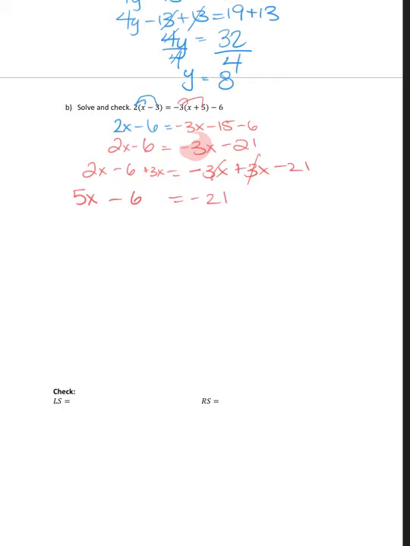And now this is looking like any other equation that we've seen. So I'm going to start. I want my letters to stay on this side, and I'm going to move my numbers to the right-hand side of the equation. So to get rid of negative 6, I have to add it.